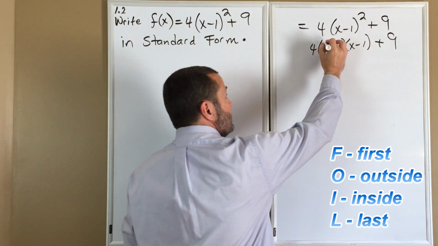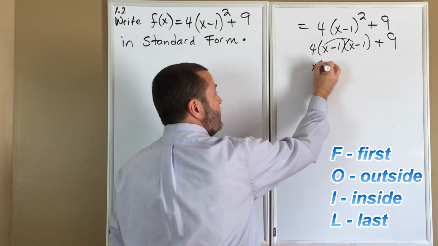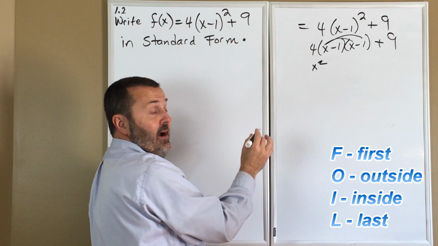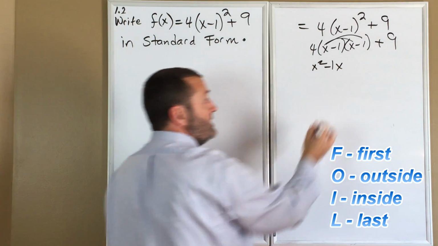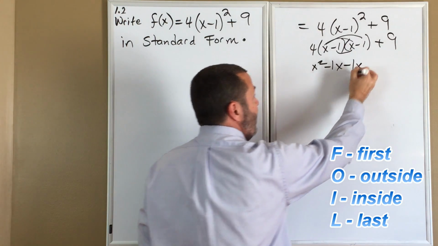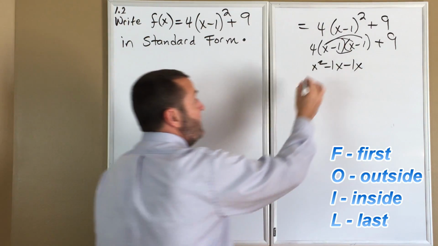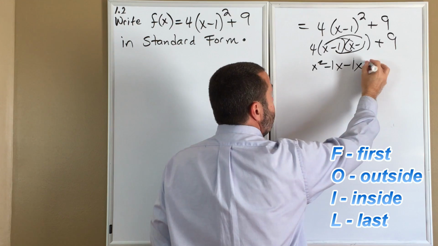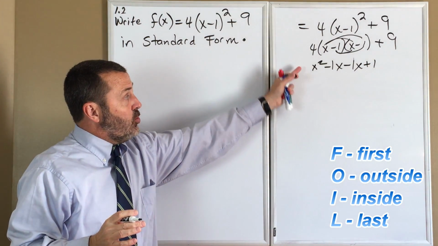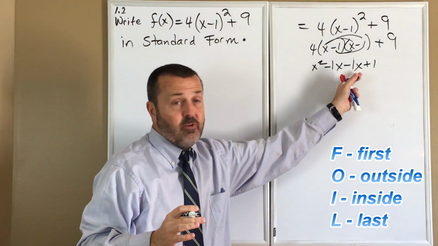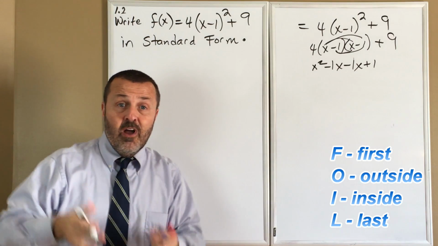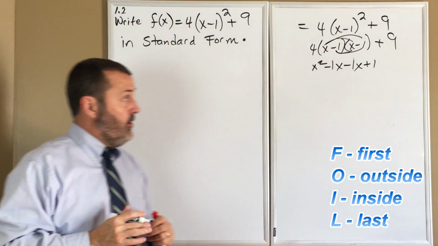We remember from the last lesson, x times x is x squared. The outside, x times a minus 1 is a minus 1x. A minus 1 times an x is another minus 1x. And then a minus 1 times a minus 1 is a plus 1. So what's up on that last step, x squared minus 1x plus 1, is the FOIL on my expanded binomial x minus 1 all squared.